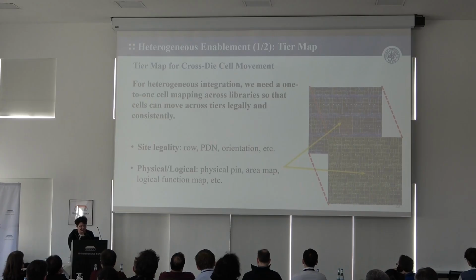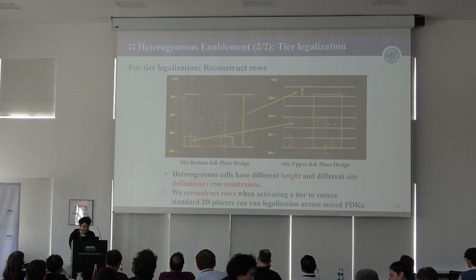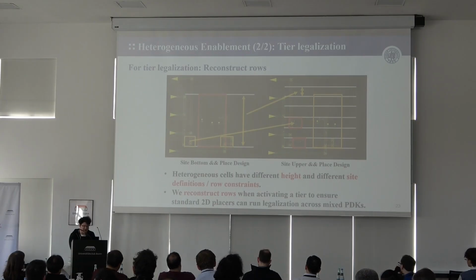When a cell moves across dies, we need a one-to-one mapping between the two libraries that preserves, for example, site legality and logical equivalence. This mapping defines the correspondence between cells across the two tiers. Even with a good cell map, heterogeneous tiers may still have different cell heights, site definitions, and row constraints. So we need to reconstruct the rows for each tier to keep placement legal and snapping consistent.